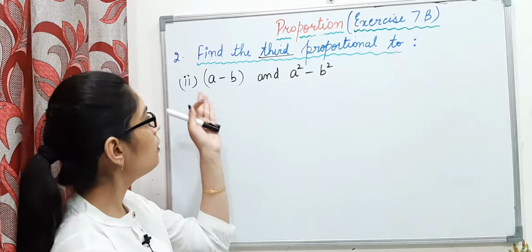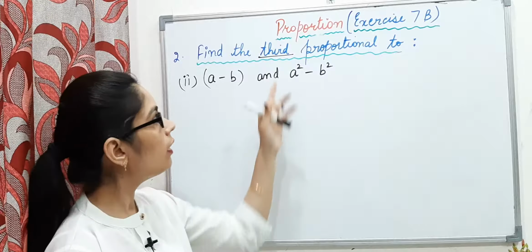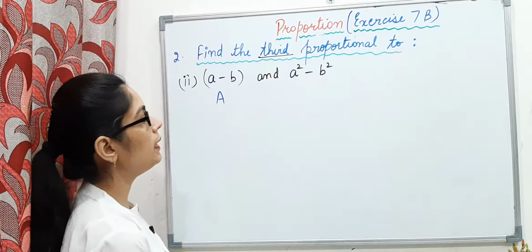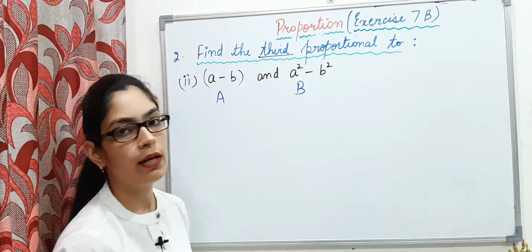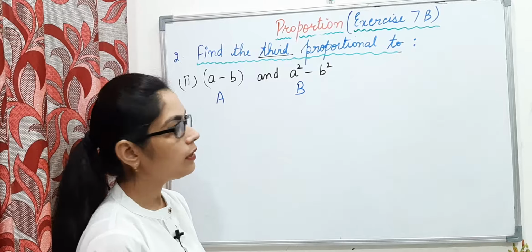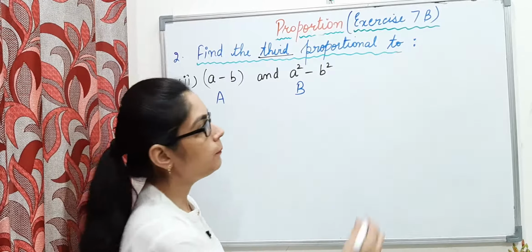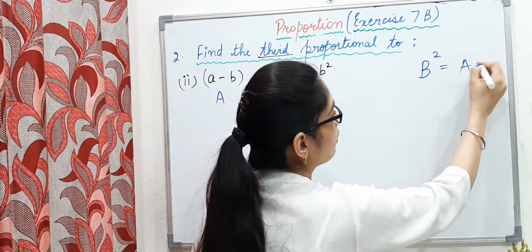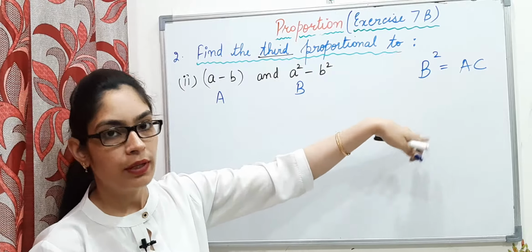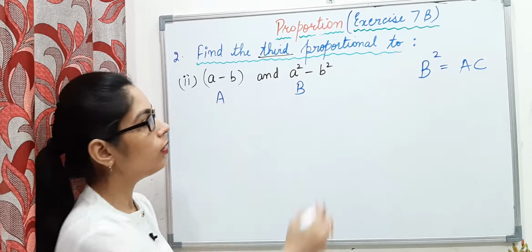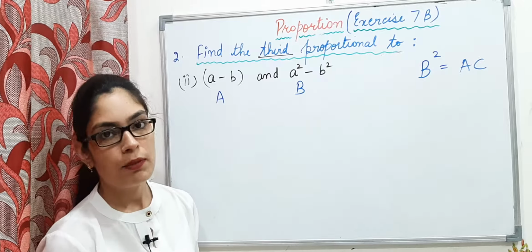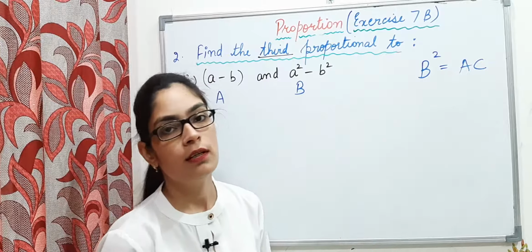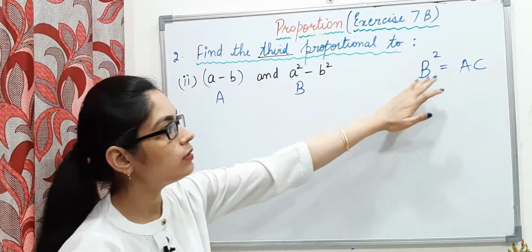In the second part, again we have to find the third proportional. A and B are given to us. So, A is a minus b and B is a square minus b square. See, here I have already given you one formula for continued proportion, that B square is equal to AC. I have written it in capital letters, you can write in small, but because these numbers are already in a and b form, just to remove any confusion, I have taken capital letters. So, B square is equal to AC.